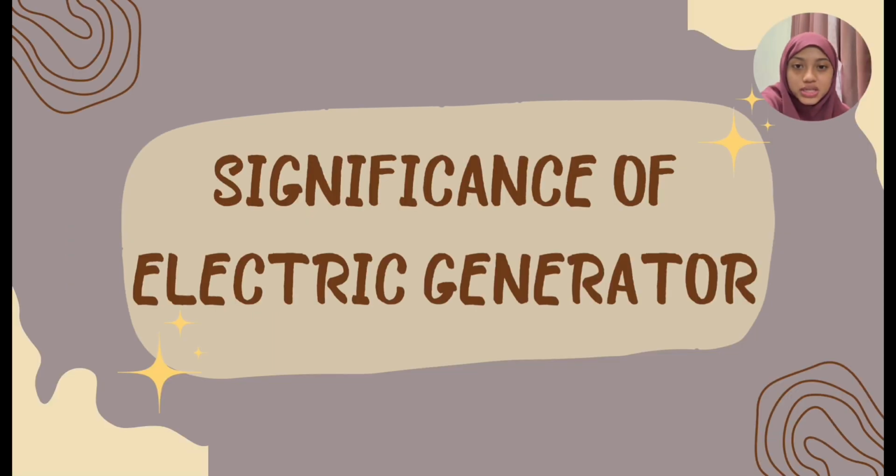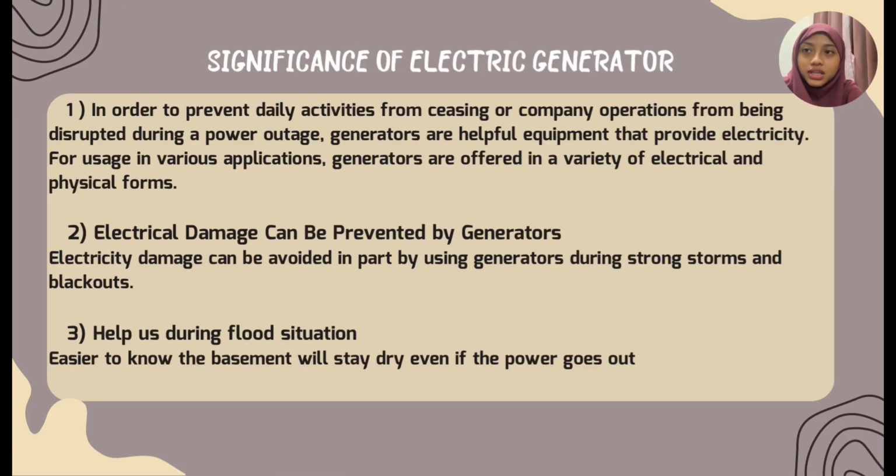So the next one is the significance of electrical generator. In order to prevent daily activities from ceasing or company operation from being disrupted during a power outage, generators are helpful equipment that provide electricity for usage in various applications. Generators are offered in a variety of electrical and physical forms.